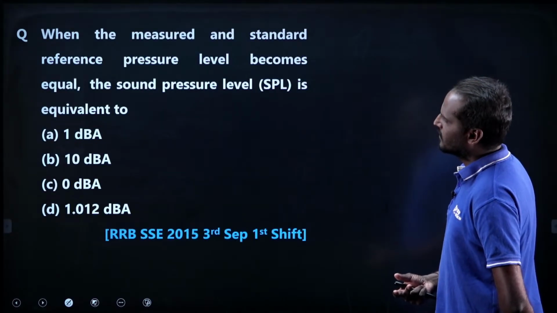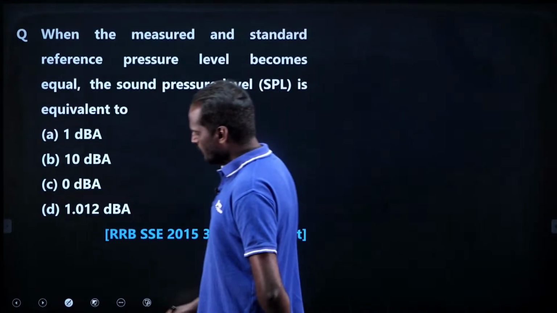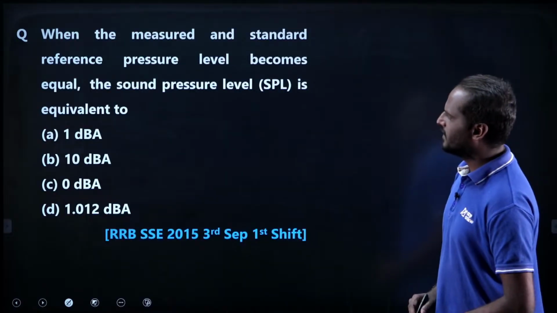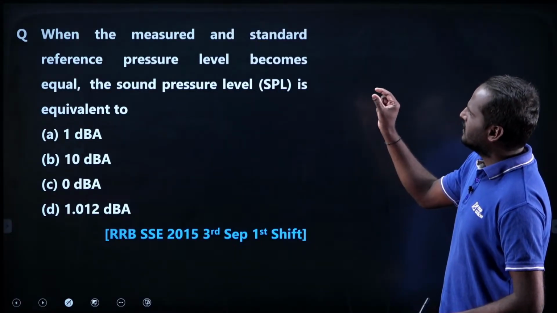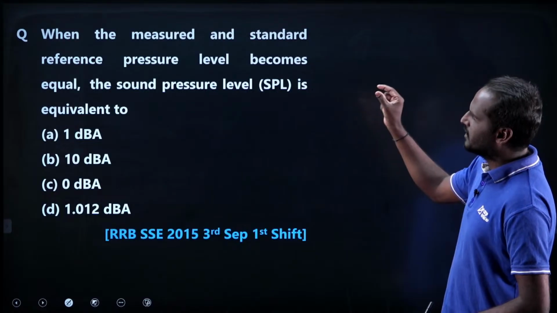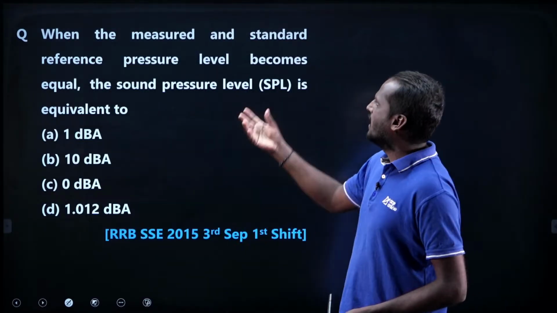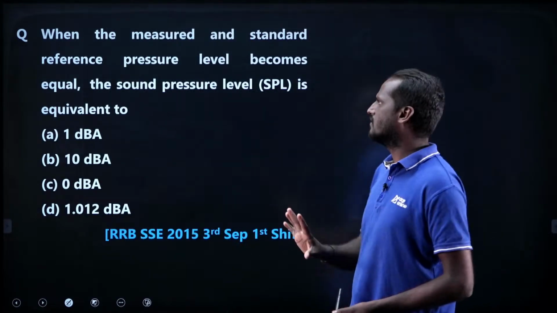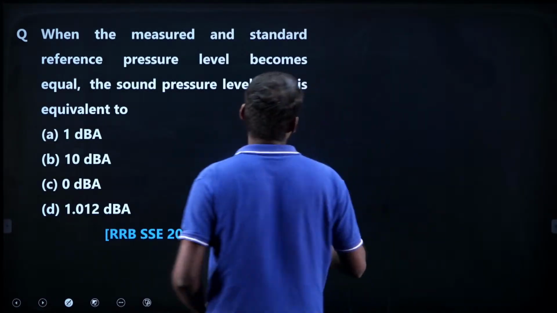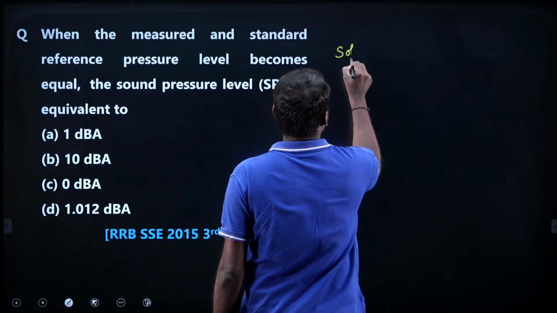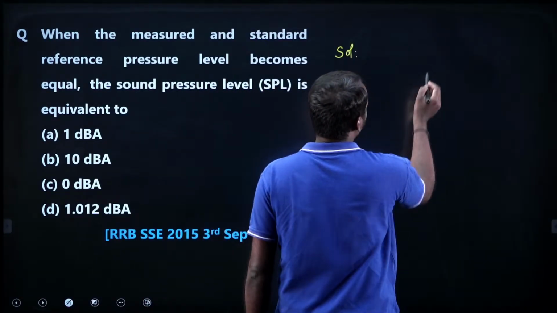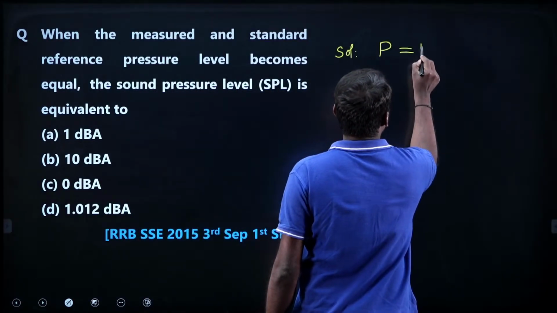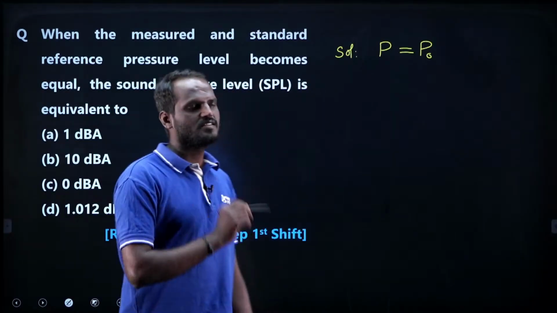Okay. Now I have taken this question from noise pollution. This is also an important chapter in this RRB JE. See, this is very easy. When the measured and standard reference pressure levels become equal, what is the SPL equivalent to? What they are saying in this question is that the given value is equal to the standard value: measured pressure P equals P naught, the standard reference pressure. This is the given statement in the question.